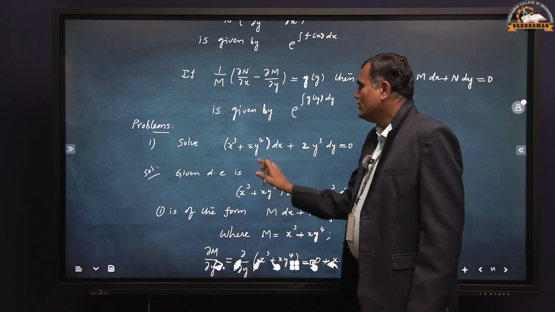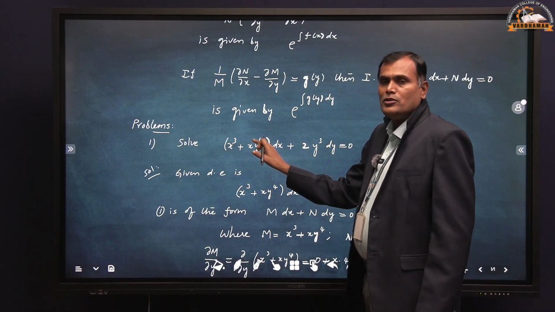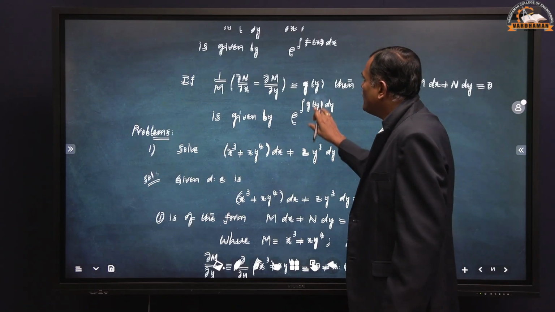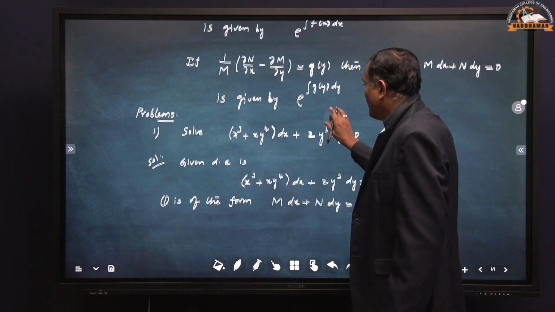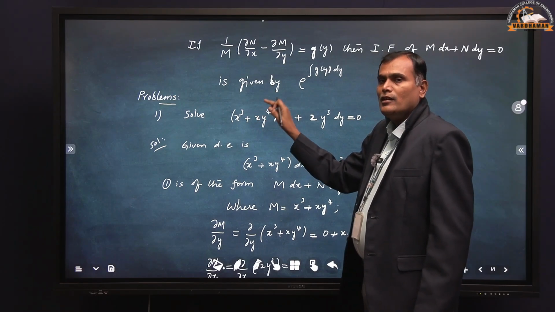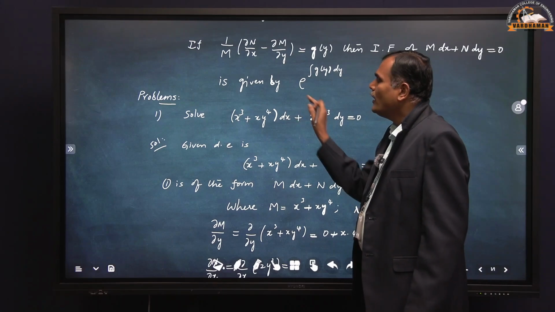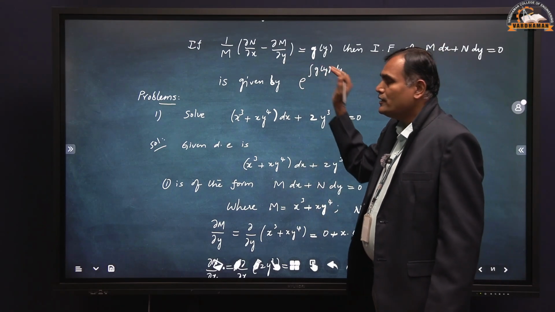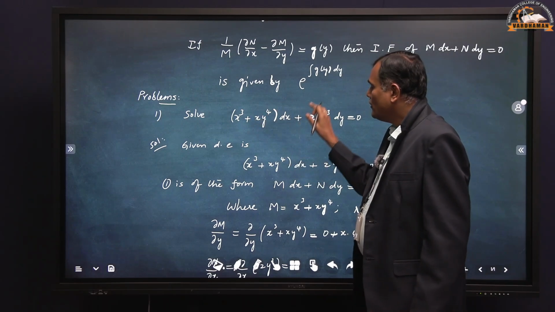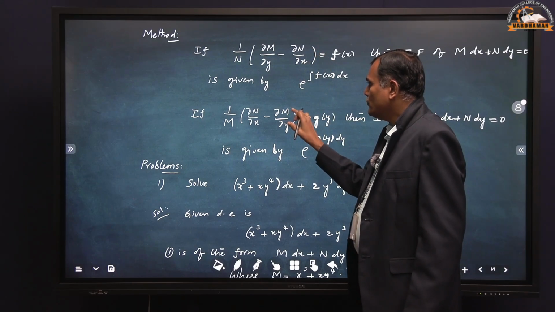Why I'm saying here m is having more terms than n? It is a trick only. It may not be true in all the cases. M is having more number of terms than n, so probably we may get a function of x. If n has more number of terms than m, probably we may get a function of y. If m and n both have the same number of terms, in that case we need to check one after the other. So in this case m is having more terms than n, so let us check this one first. If it is not a function of x, then we go for the other method.